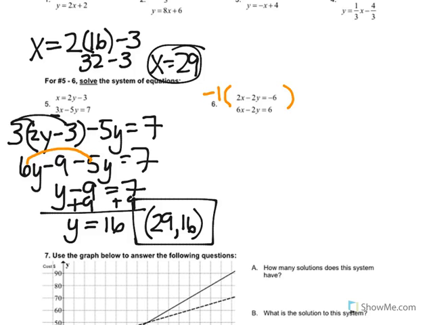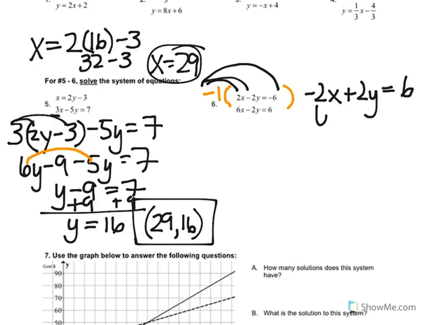So positive 2x now becomes negative 2x. Negative 2y becomes positive 2y. And negative 6 becomes positive 6. So that's my top equation. Remember, if you multiply something on one side and do the same thing to the other side, you haven't changed a thing. So we've multiplied everything by -1. Now the second equation, I'm leaving exactly the way it was. 6x minus 2y equals 6.